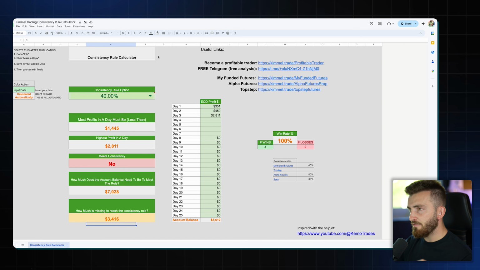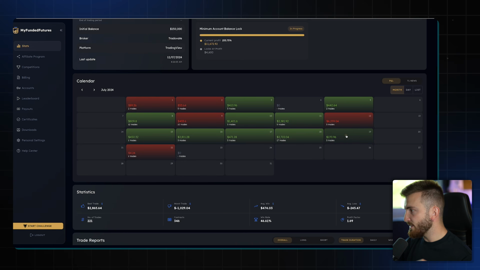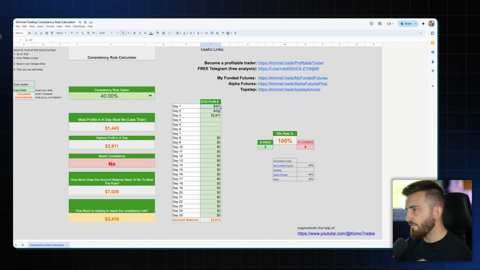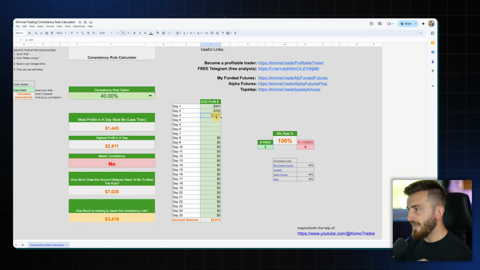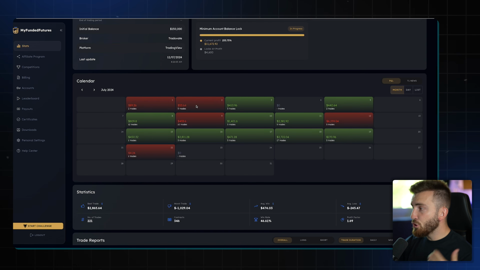I put all of my profits on the day. So day one, it was right here. This was the $350 day. Then I had the $450, then the $2,800. And then as I kept on going, I had another good profitable day.